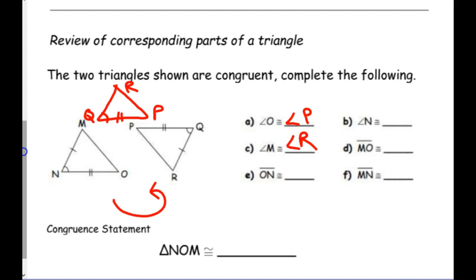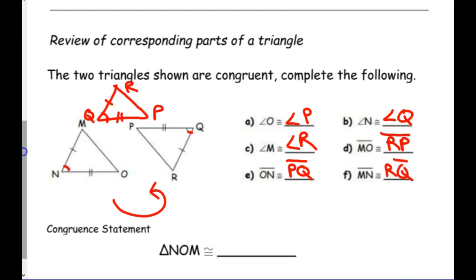Okay, what about angle N? Just kind of skipping around here. Angle N has 1 arc. What else has 1 arc? Q, right? So this is going to be angle Q. And now we're going to do the 3 segments. So letter D, MO is going to be what? RP. Segment RP. Again, in the same order. Order matters. ON is congruent to segment PQ, and then MN along this side is congruent along this side, and that's RQ.